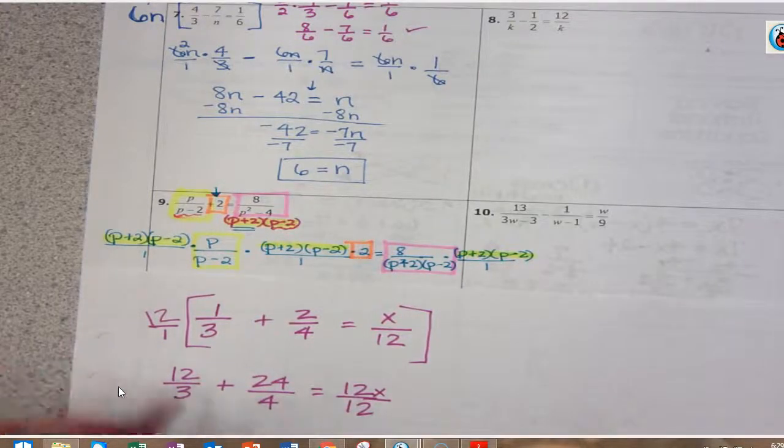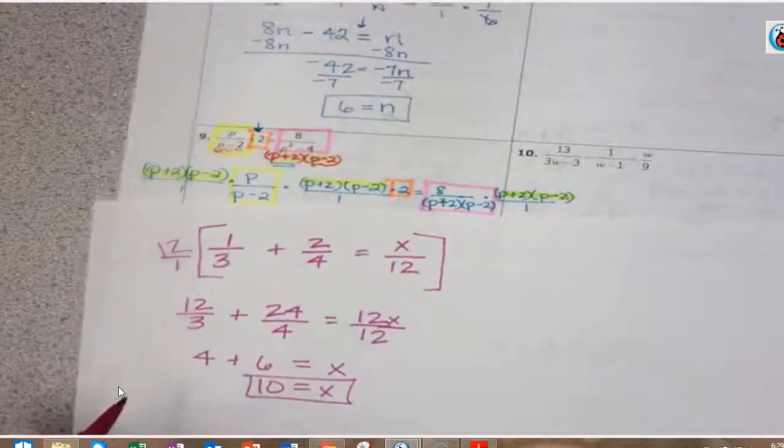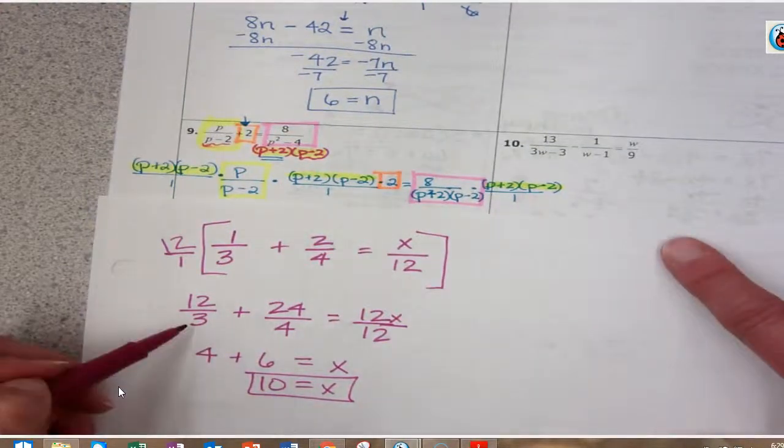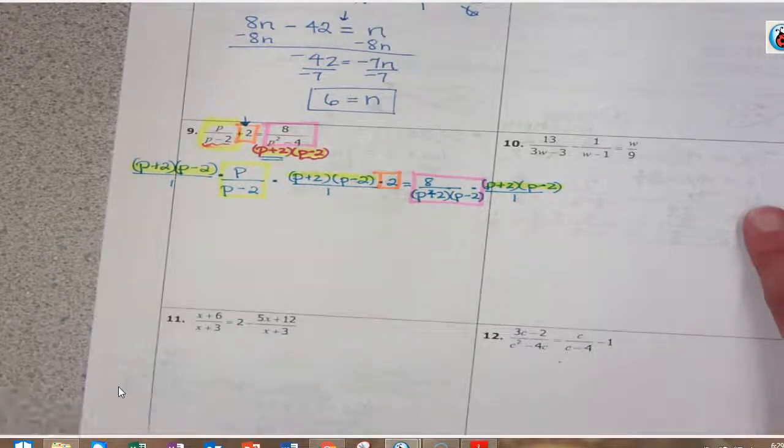Now I can reduce that to a whole number. That basically is going to get rid of my denominator, because now 12 divided by 3 is 4, 24 divided by 4 is 6, 12 divided by 12 is going to be x. 10 would equal x in this situation. I'm manipulating the numbers to get rid of the denominator. I'm doing the exact same thing here.